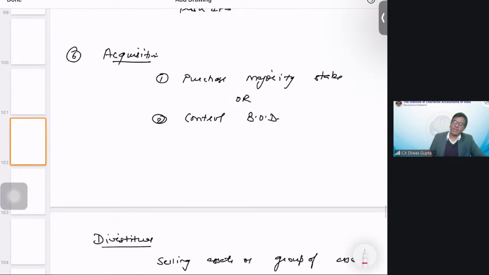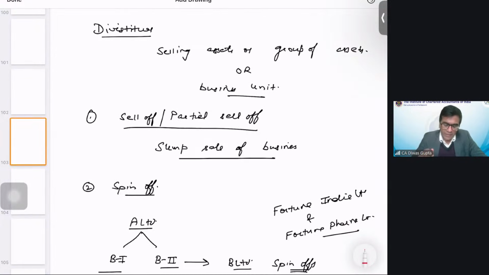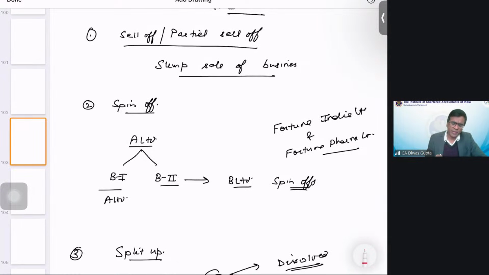Then acquisition is simply purchasing a majority stake or where you control the board of directors, because control is also a very important part, using which you can go for the acquisition. Now, divestiture, students. Divestiture is basically where you sell assets or a group of assets. There are four different types of divestiture. One, sell off or partial sell off. This is called a slump sale, wherein you sell just one part of your business amongst multiple businesses.